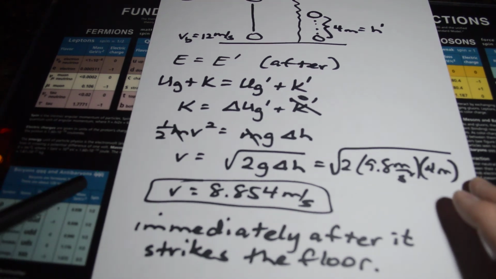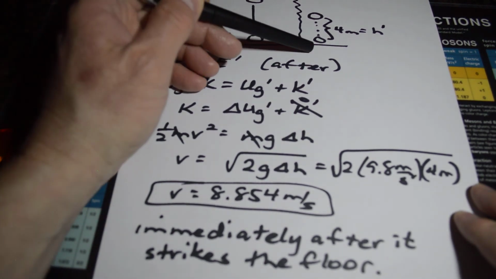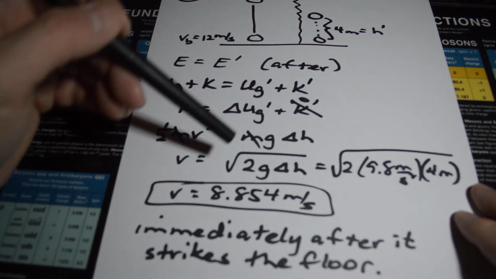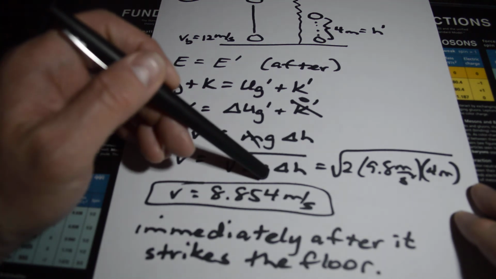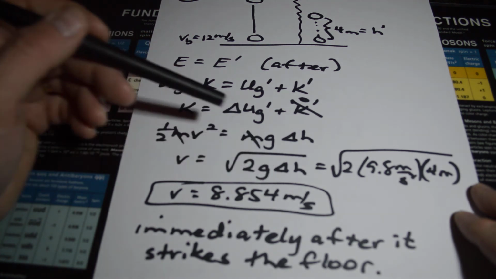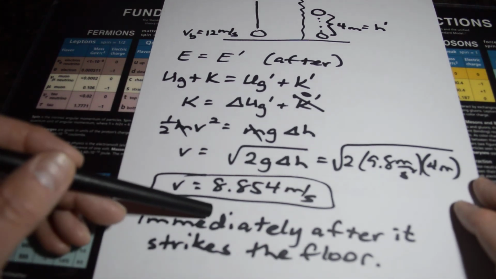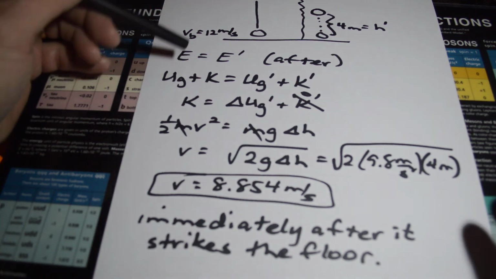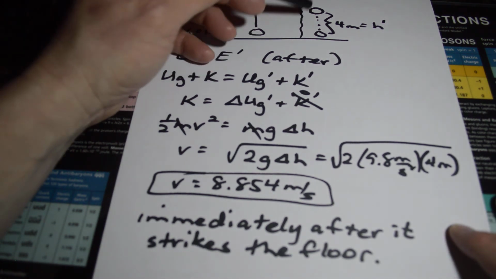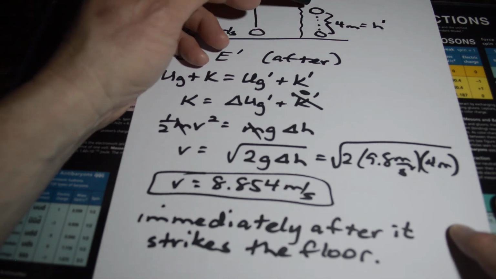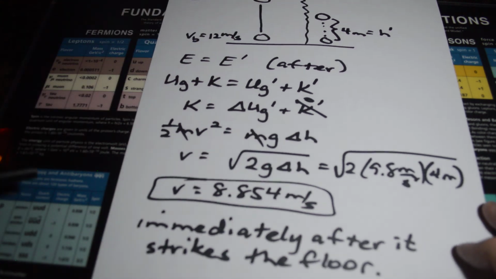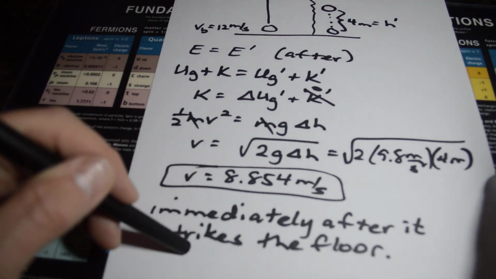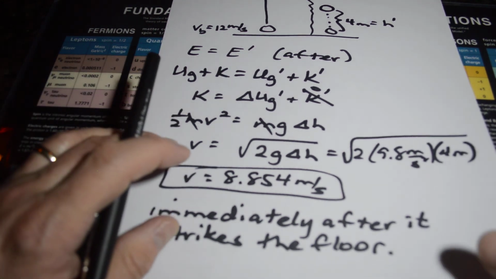This is nothing new. So the velocity right after it hits the ground is going to equal the square root of 2 times 9.8 times the height, which is the 4 meters. And if you do the math, you get 8.854 meters per second. So this is after the collision with the ground, just doing energy conservation from here to there. So the velocity that immediately leaves the ground would be 8.854.